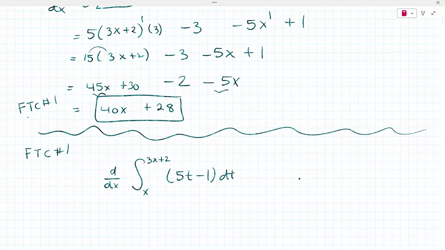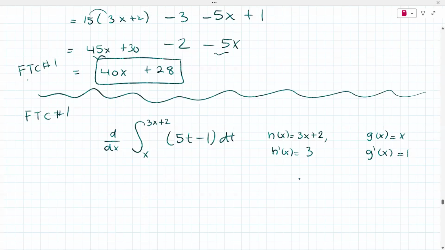Okay, so what we have to do is figure out what's our upper and our lower. So my upper is your h of x, which is 3x plus 2. And my lower is g of x equals x. And then my h prime is the derivative of 3x plus 2, which is 3. And then g prime of x is 1.